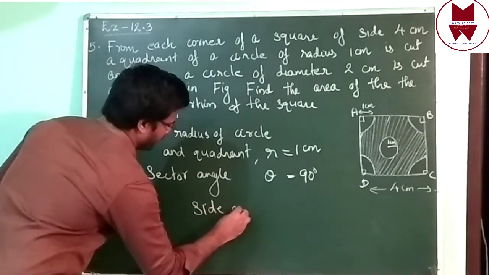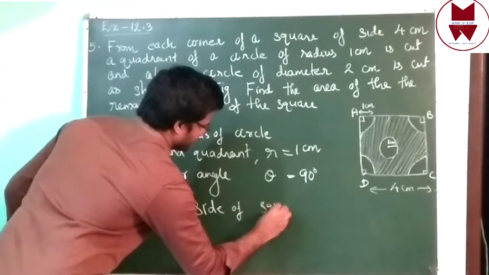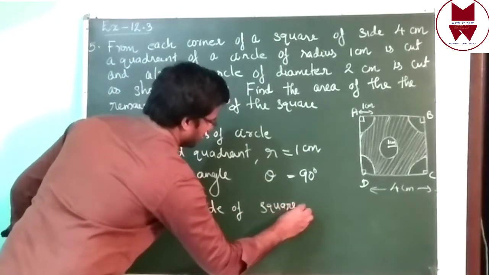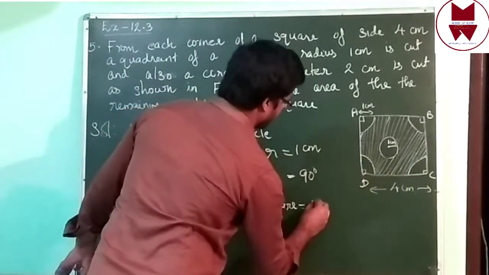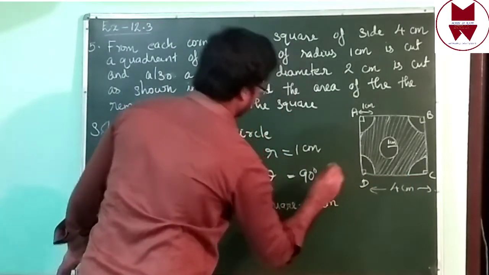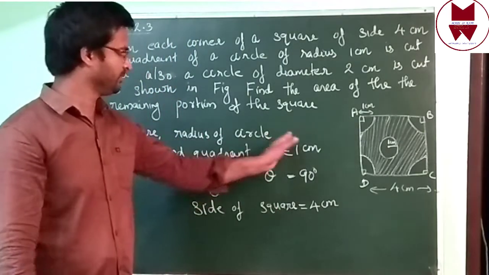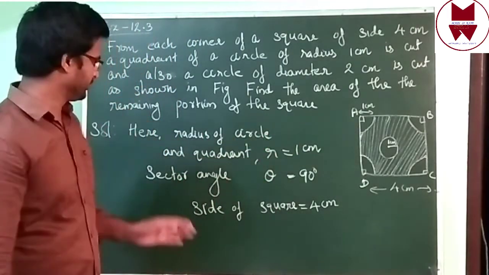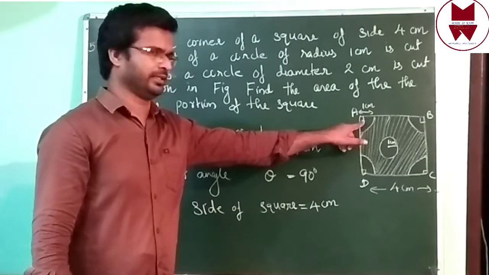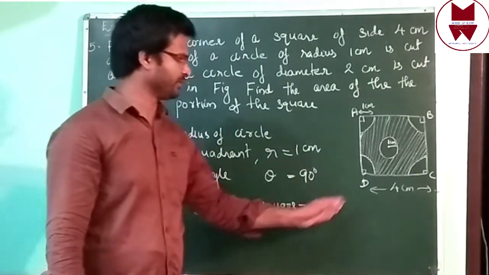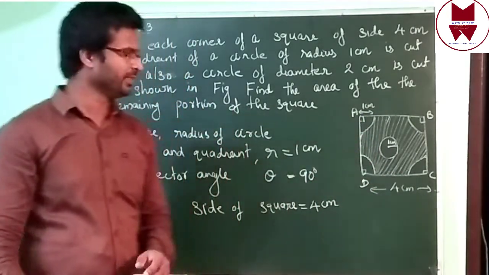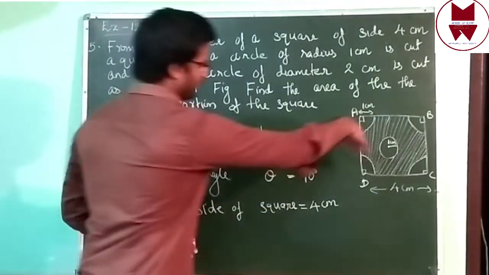Side of square equal to, the side is already given, that is 4 centimeter. Radius of circle and quadrant are the same, equal to 1 centimeter. The sector angle is this one, 90 degree. Then side of square is 4 centimeter. These three things are given. Then we have to find the area of the shaded region.